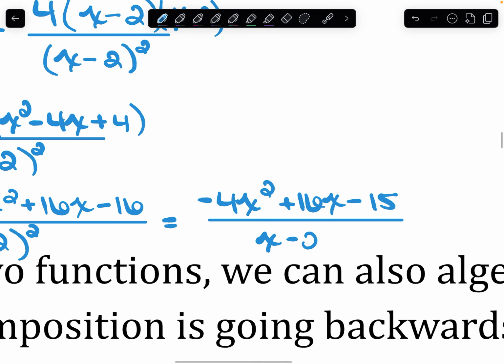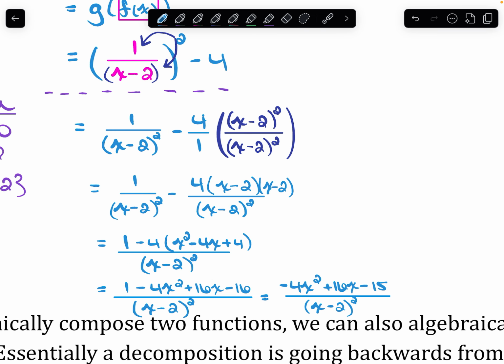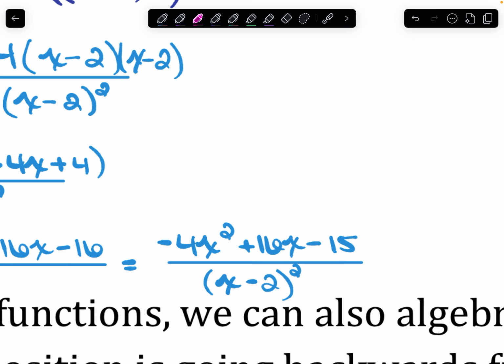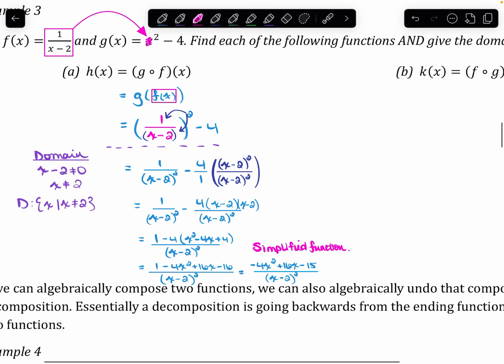Minus 2. And the denominator you could multiply out or you could leave it. It should not matter. There's really no reason to multiply all of that out. So only simplify if it asks you for that simplified function. So we'll label this, this is the simplified function.